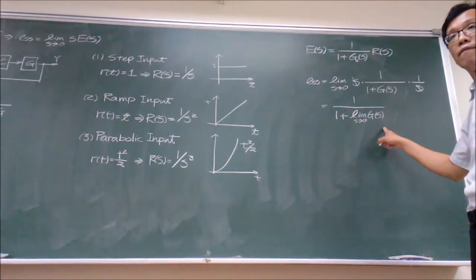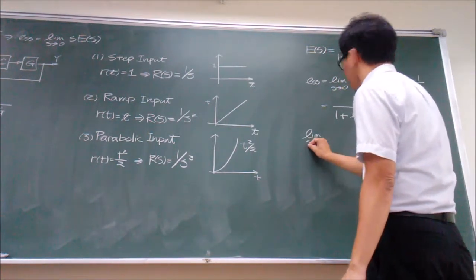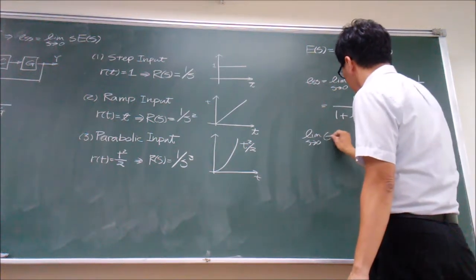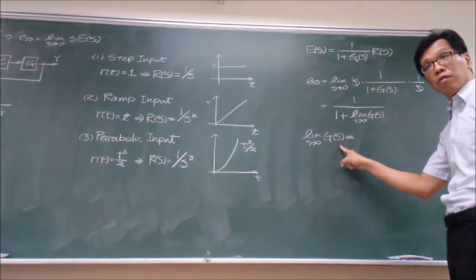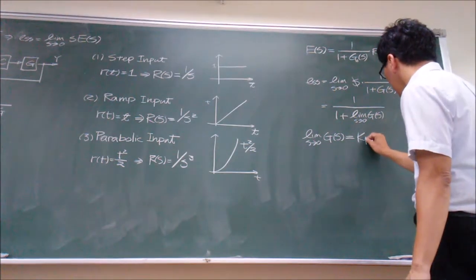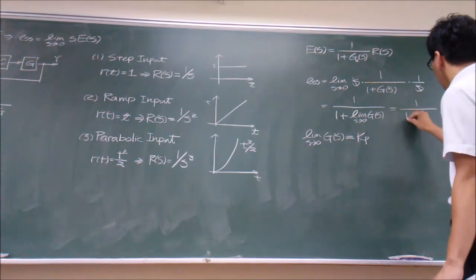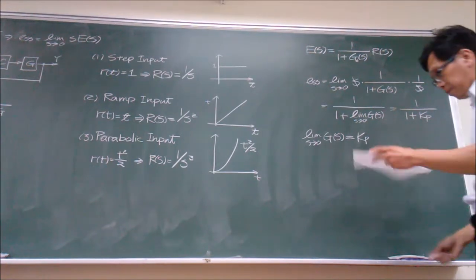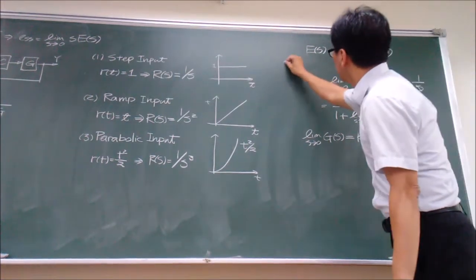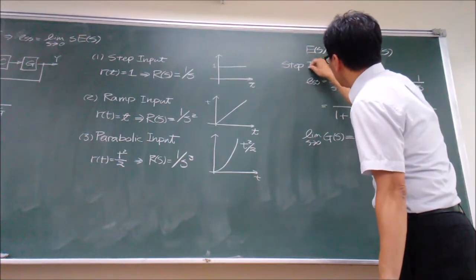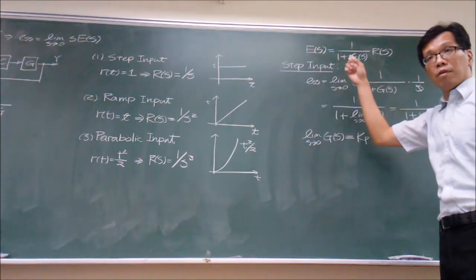Any question? So let's say this one has its final value, and this value is going to be Kp. Then plug back into this equation. I got 1 plus 1 Kp. That is for my step input. I think in your notes there is a part talking about step input.